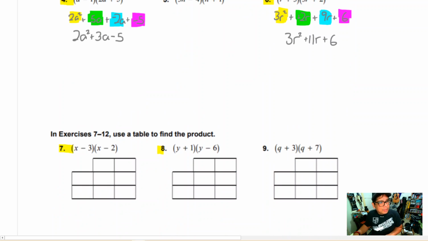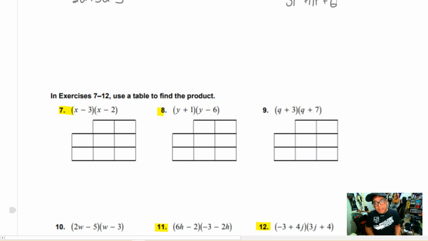Now the next skill says to use a table to find a product. When you use a table, this is going to be a lot like using the algebra tiles, but without the actual algebra tiles. So let's take our first term, x minus 3, and place it along the side. And then we're going to take x minus 2, and similarly put the terms in the chart. Now we just got to kind of multiply like a lattice.